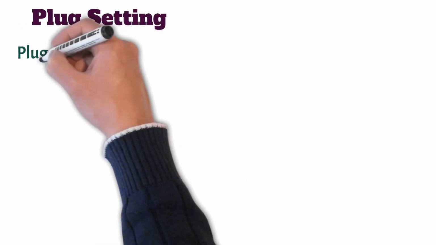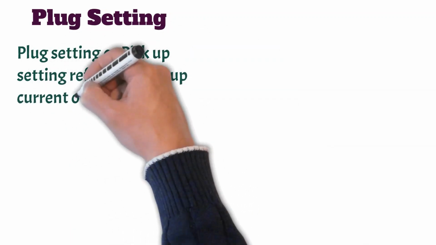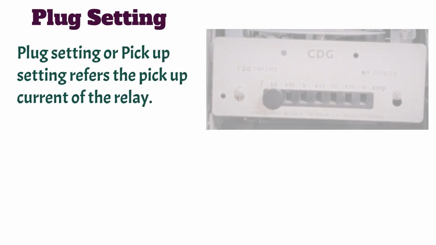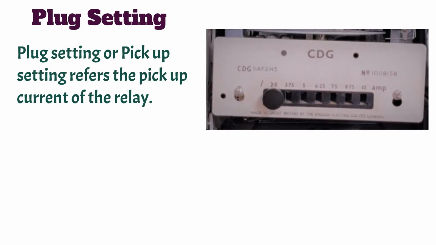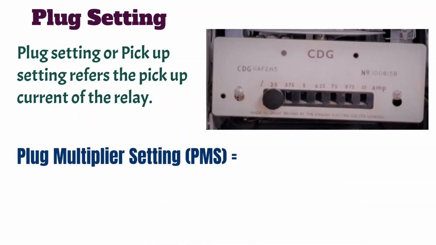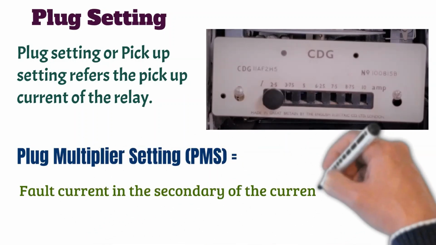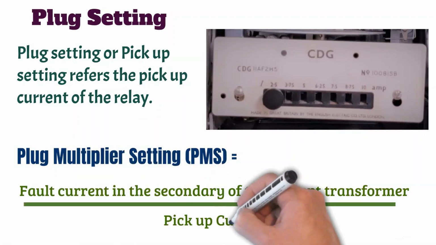Plug setting, which is also known as pickup setting or current setting, refers to the pickup current of the relay. Using this pickup setting, we then express the fault current as a multiple of pickup setting in the characteristic curves. This multiple value is called plug multiplier setting or shortly PMS. PMS is equal to fault current in the secondary of CT divided by pickup current.